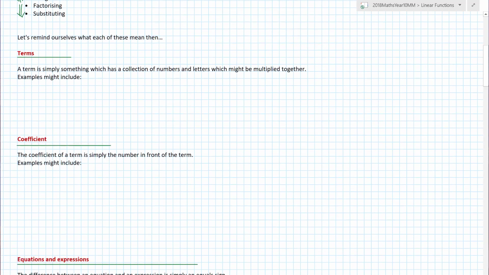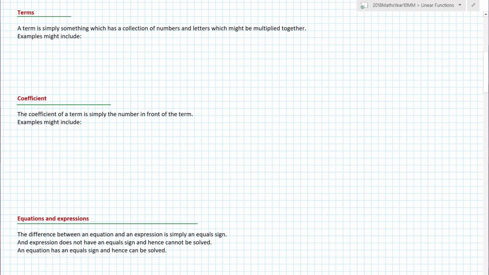Now basically, let's start with a term. A term is something that has a collection of numbers and letters which might be multiplied together. Now, what do I mean by that? Well, here's some examples. So 3 plus 4. They're actually two terms, believe it or not. Why? Because this is one term and this is another. Anything that's separated by pluses and minuses is generally a term.